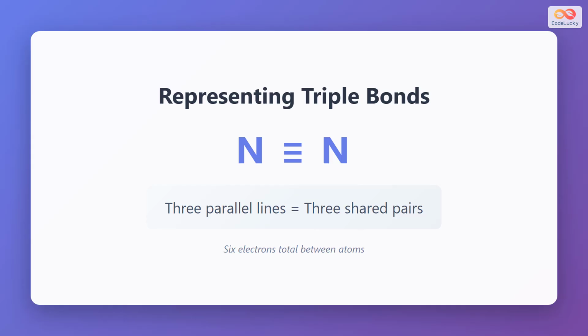In chemical notation, we represent triple bonds using 3 parallel lines between the atoms. For example, in a nitrogen molecule, we write N≡N, where the triple bond symbol shows 3 lines connecting the 2 nitrogen atoms. Each of these 3 lines represents one shared pair of electrons. So when you see this triple bond symbol, remember that it means 6 electrons total are being shared between the 2 atoms, with 3 electrons coming from each atom to form 3 distinct pairs.